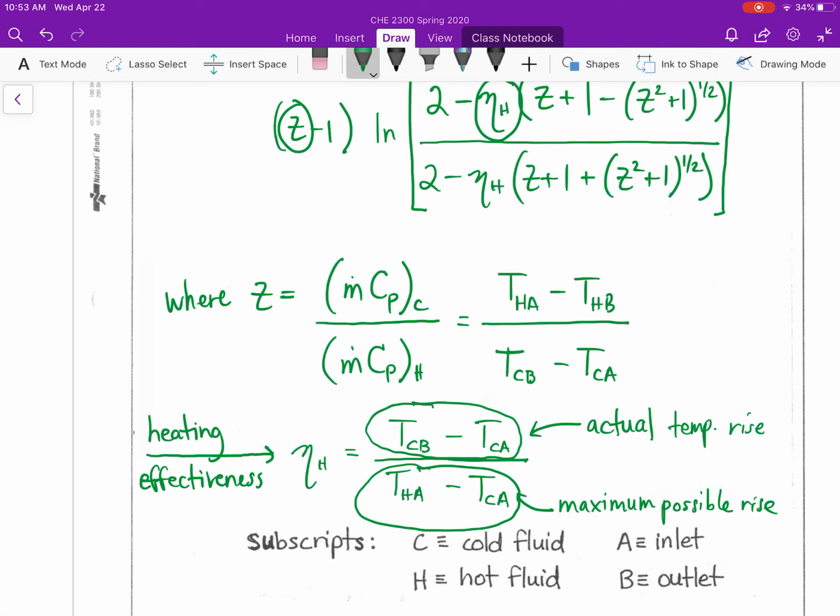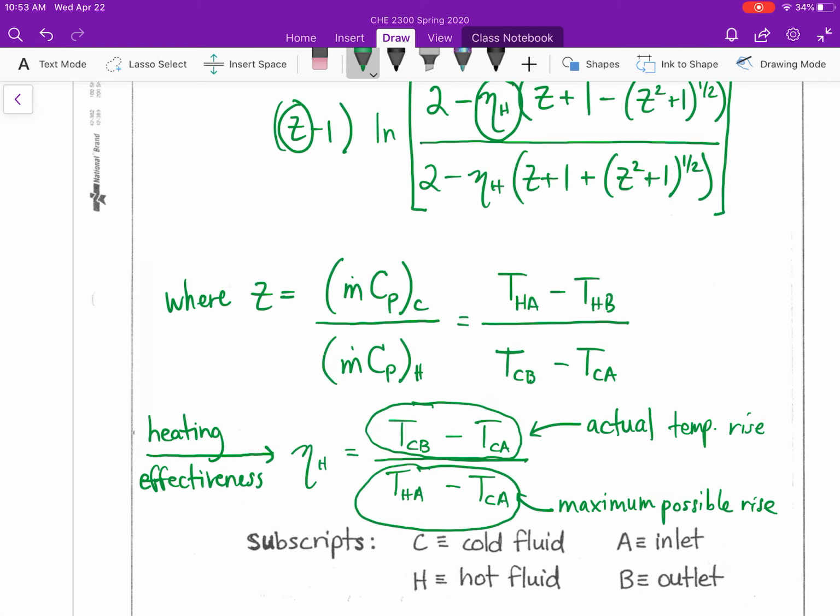Excuse me, I said that completely wrong. The maximum possible rise here represents the maximum possible temperature difference between the entering hot stream and the entering cold stream.